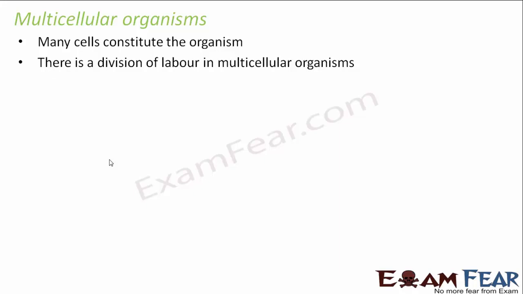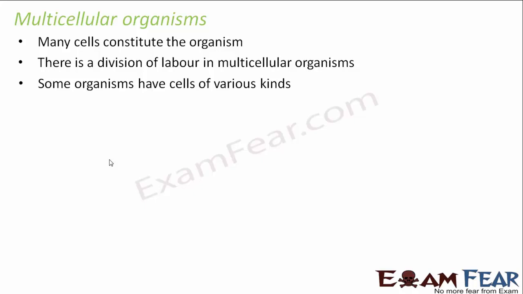In a very similar fashion, in multicellular organisms, there is a division of labor. That means some cells perform specific functions, a few other cells perform some other function, and again another group of cells perform some other function. That is how the cells perform their functions. Now, some organisms have cells of various kinds. It is not necessary that one organism will have the same type of cells throughout its body. Sometimes one organism has many different types of cells. An example of such an organism is human beings.